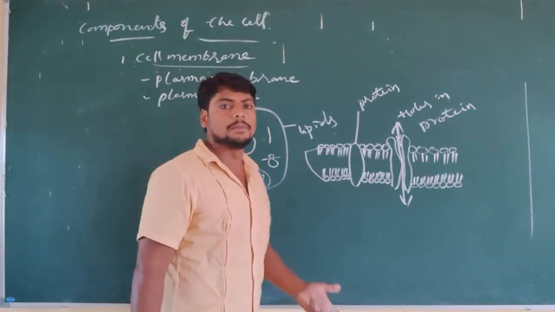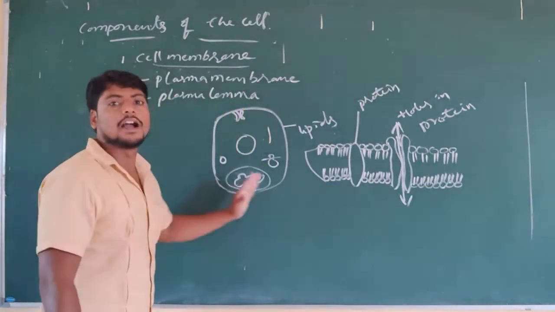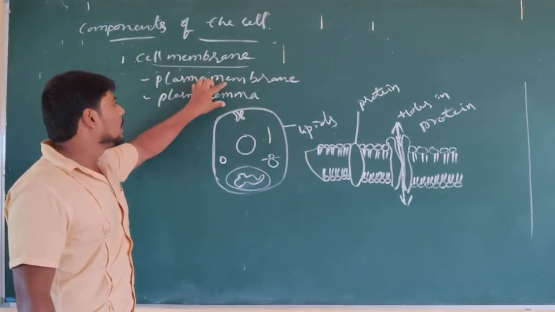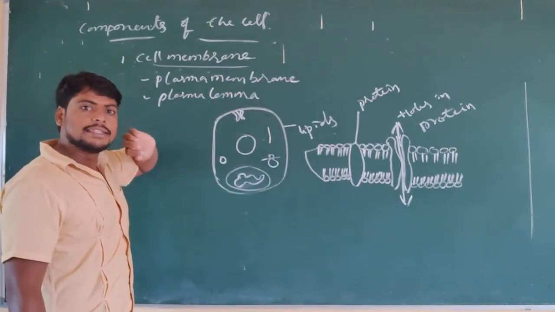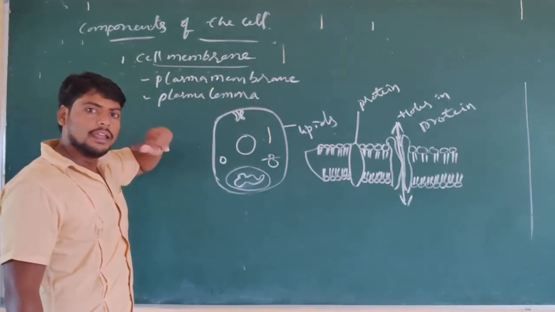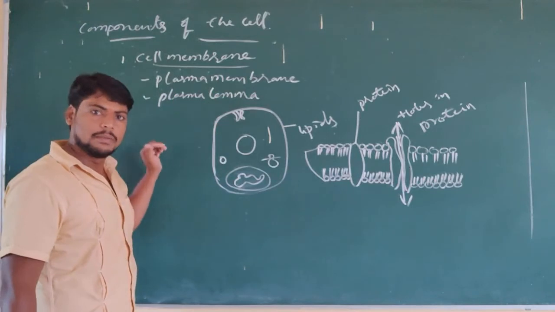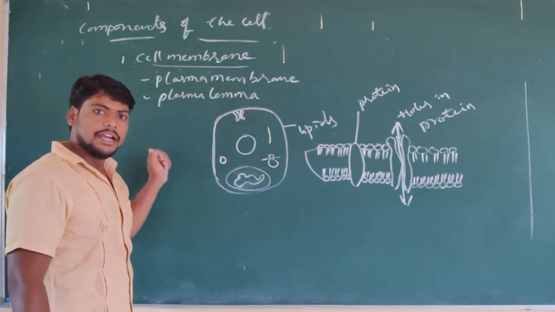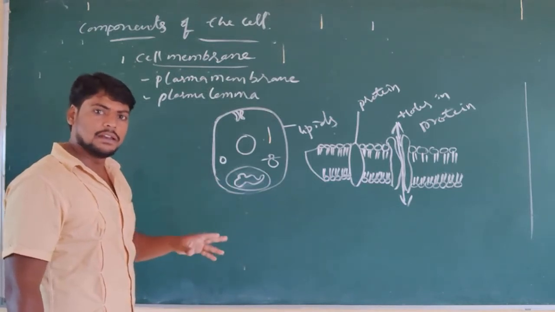So what is the plasma membrane? What is its function? What are its components? It is also called plasmalemma, and it acts like a barrier or boundary between the cell and its environment. It prevents the entry of unwanted materials and also removes unwanted materials from the cell.